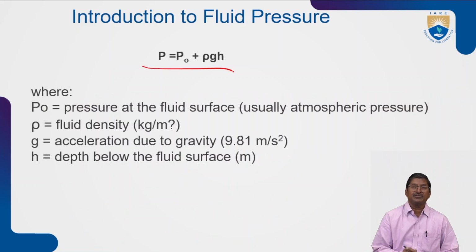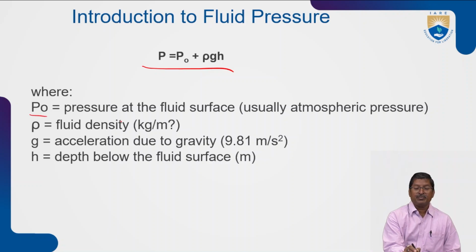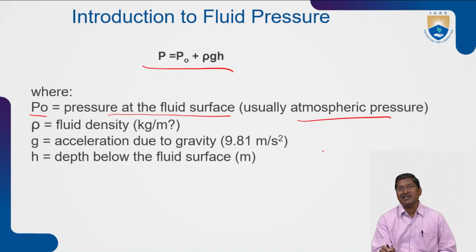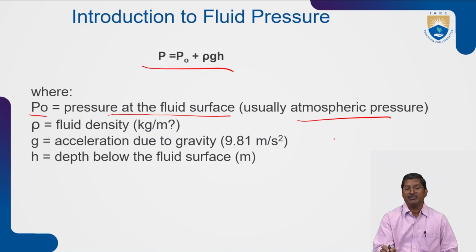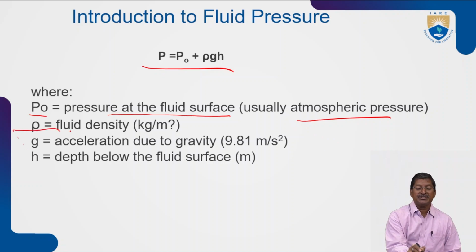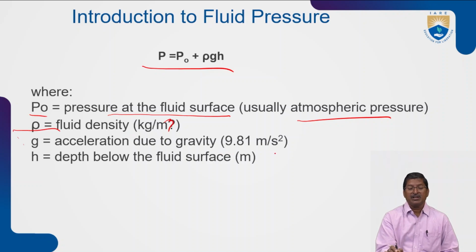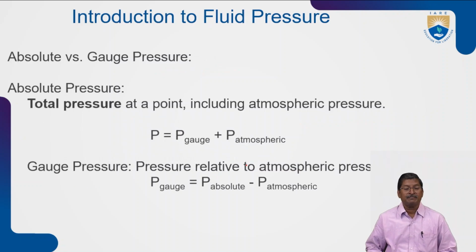So P is equal to P naught plus rho gh. P naught is the pressure at the fluid surface, usually atmospheric pressure. That is the top surface of the lake, whatever it may be, but it should be at rest, not a river. Rho is the density in kg per cubic meter. g is the acceleration due to gravity, 9.81 you can take, and h is the depth below the fluid surface.